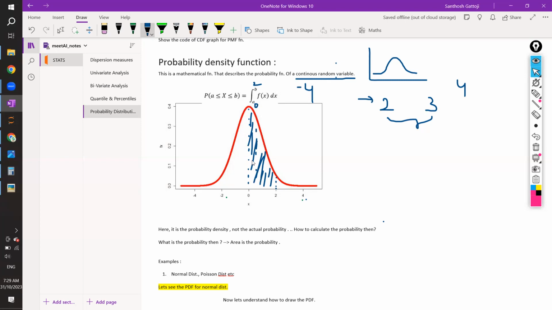Okay, that area is simply the probability for this random variable to fall between 0 and 2. Okay, that's fine. But my question is, if I want to find out the probability of a specific value, I don't want a range, I want to go for a specific value 2. Just tell me what is the probability that this random variable will be equal to 2.